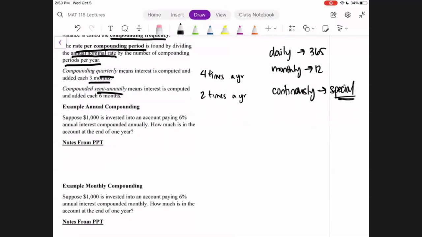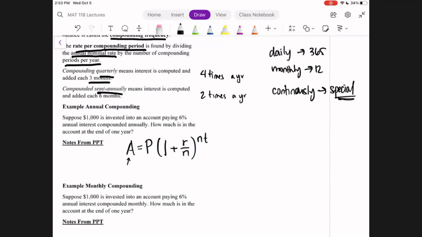So suppose you invested $1,000 into an account that pays 6% annual interest and is compounded every year, annually. How much is in the account after 1 year? So the formula would be, which you can get maybe on the next page. Right? So we have a lot of things.